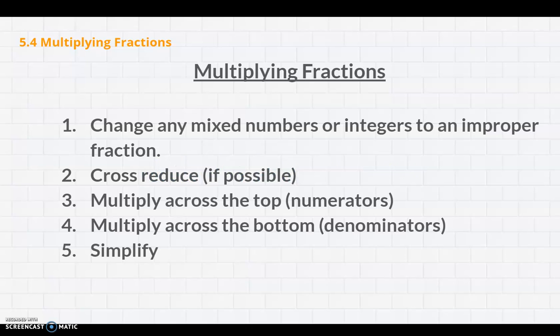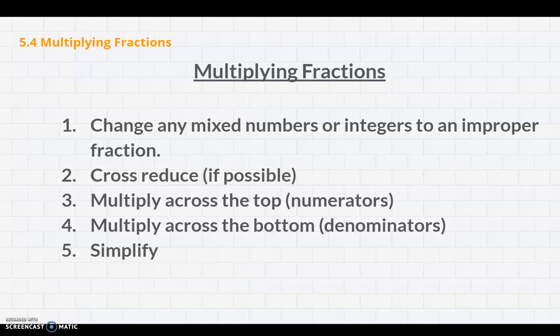Here are your steps for multiplying fractions. Step 1, you must make sure that you change any mixed numbers or integers into an improper fraction or into a fraction. You cannot multiply unless you have a fraction times a fraction. No mixed numbers, no integers. You're going to cross reduce in step number 2 if possible, and I will explain more of what cross-reducing means here in a second.